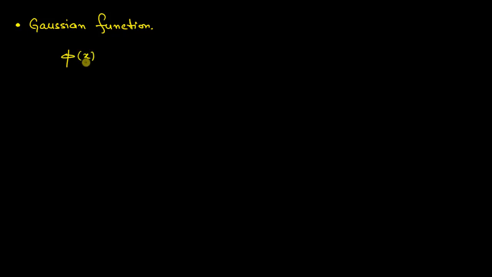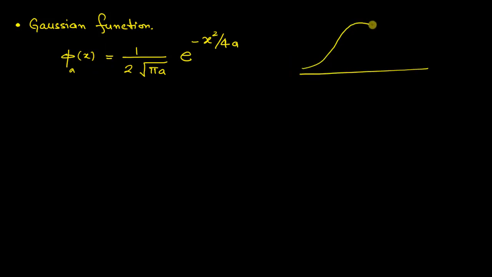Let's say a function of x which has some parameter, let's say a. So the function is defined as: its value will be 1 over 2 under root of pi into a, where a is some constant, some parameter, times exponential e raised to the power minus x square by 4 times a. So this is a representation of a Gaussian function, and this function will look something like this.